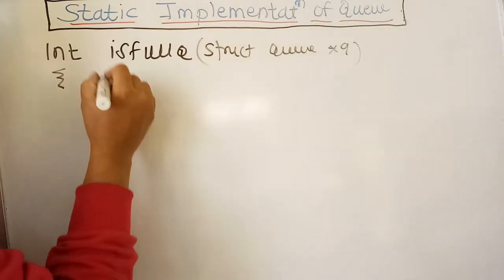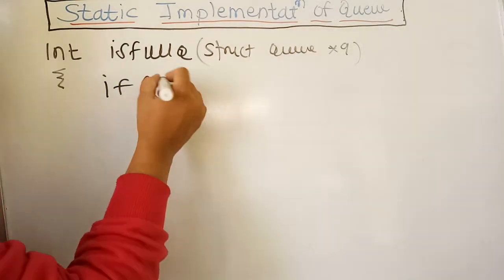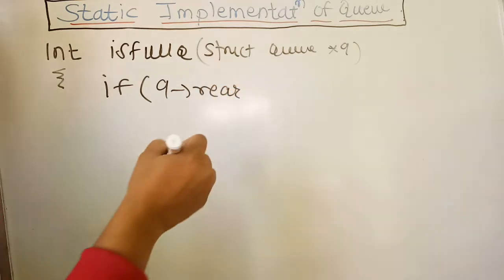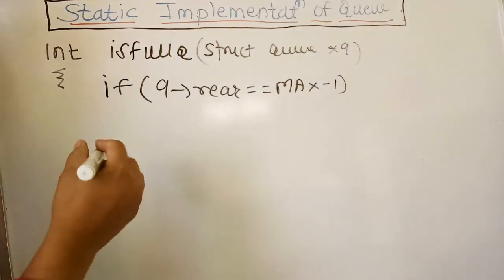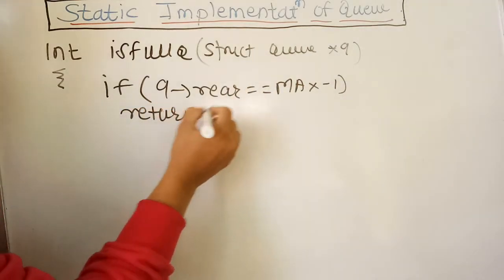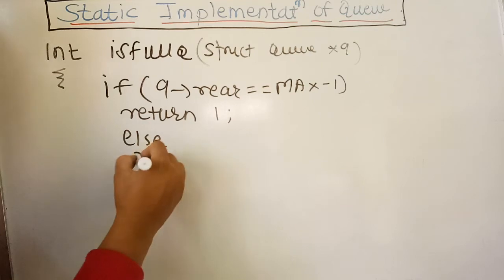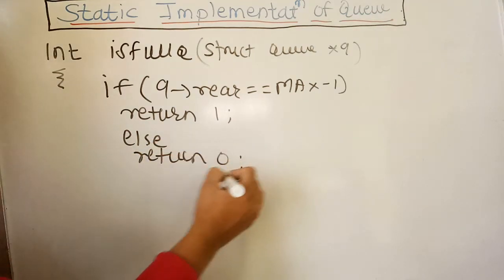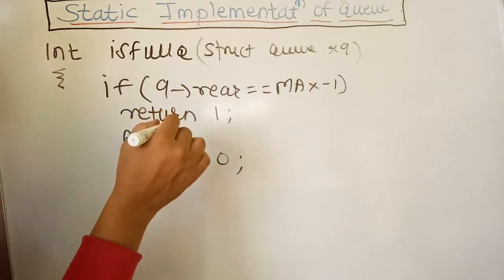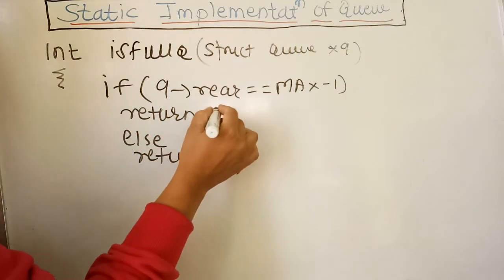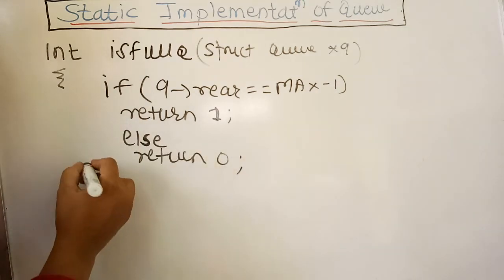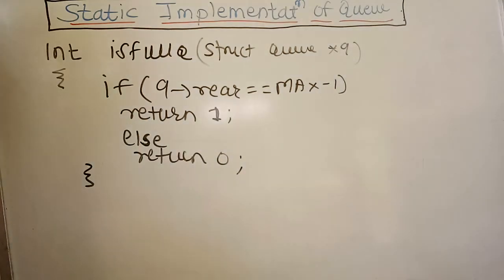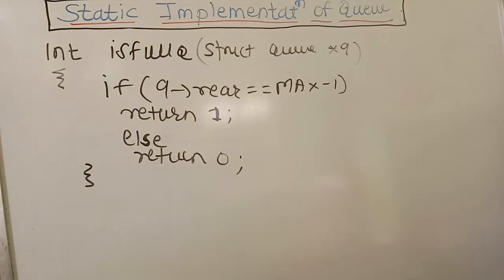When this rear has reached the max minus 1 position, then we can conclude that the queue is full. So for that we will check if q pointer rear is equal to max minus 1 position, then we will return 1, else we will return 0. Means when it has reached the max minus 1 position, then it is full, so it returns 1. Return 0 is the sign of the queue not being full. So it is a function related to a full queue.